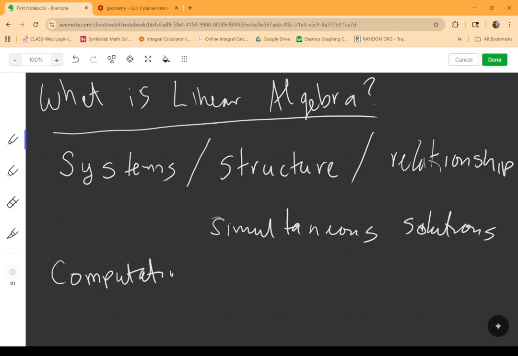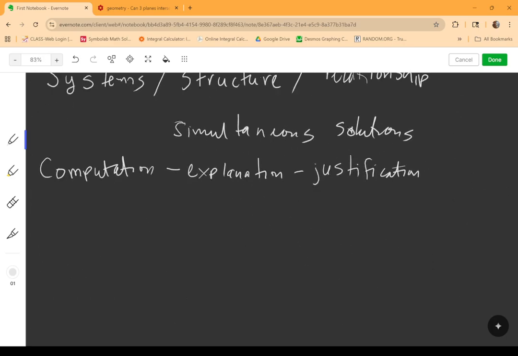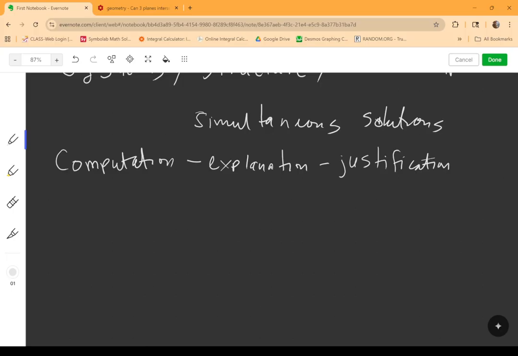So we're going to focus on computation, explanation, and then justification. We will build up towards being able to write some basic proofs. We will build up to that, so we're not going to be doing that right away.